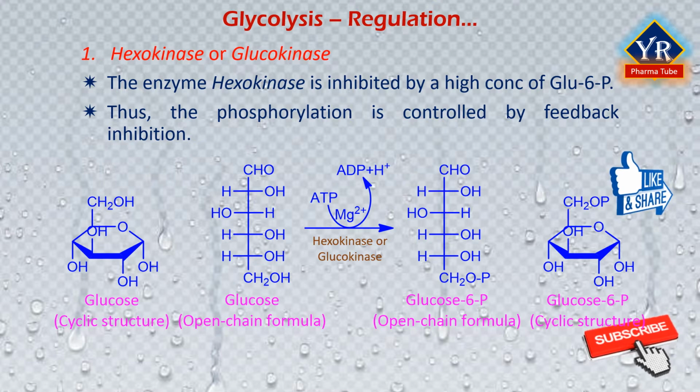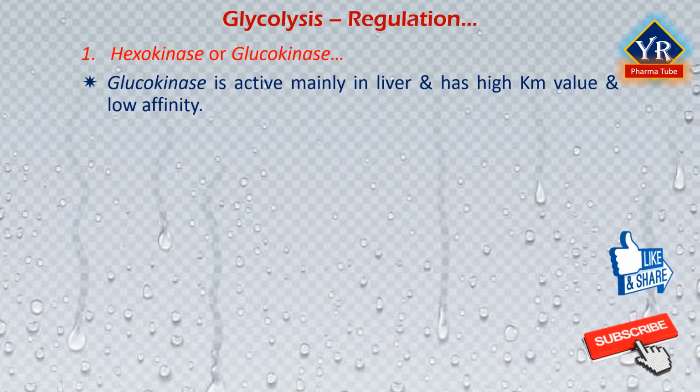Thus, the phosphorylation of glucose is a reaction which is regulated by feedback inhibition, that is hexokinase by glucose 6-phosphate, and activated by insulin, that is glucokinase is induced by insulin. Glucokinase is active mainly in liver and has a high Km value for glucose and low affinity. Km is the Michaelis constant value of the enzyme, which is an inverse measure of affinity. For practical purposes, Km is the concentration of substrate which permits the enzyme to achieve half Vmax, where Vmax is the maximum reaction velocity at which all enzymes become saturated with the substrate.